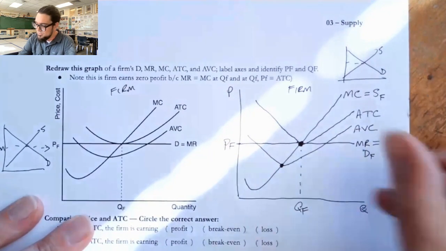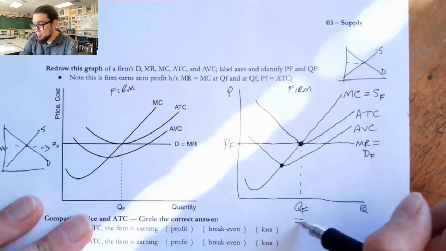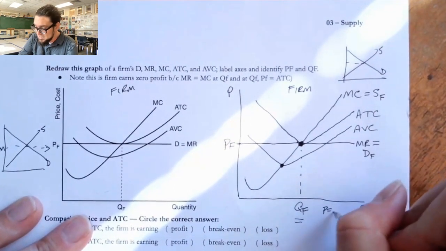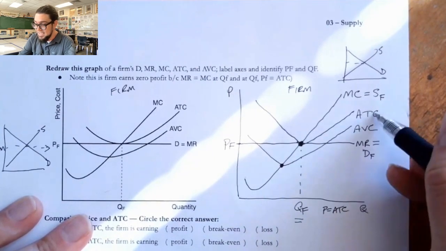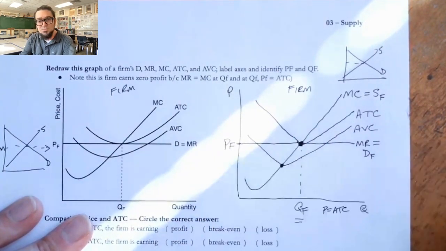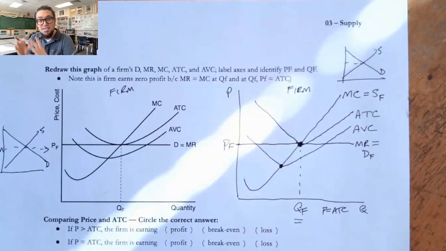Now, the last thing to observe is that, where we're producing at QF, the price equals the ATC. So you can see the ATC value is here. It also equals the price. That tells us this firm is breaking even. If ATC is above the price, then the firm's losing money. If ATC is less than the price, then the firm is earning a profit.